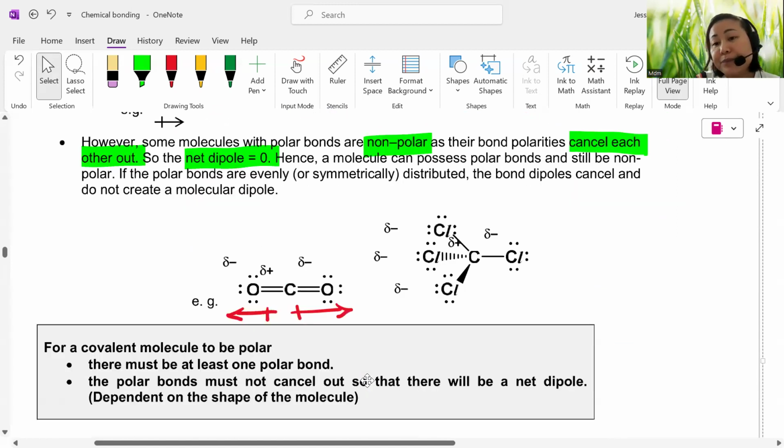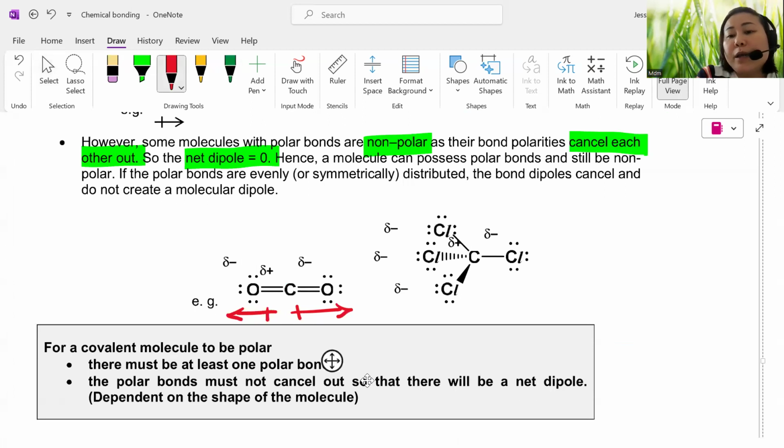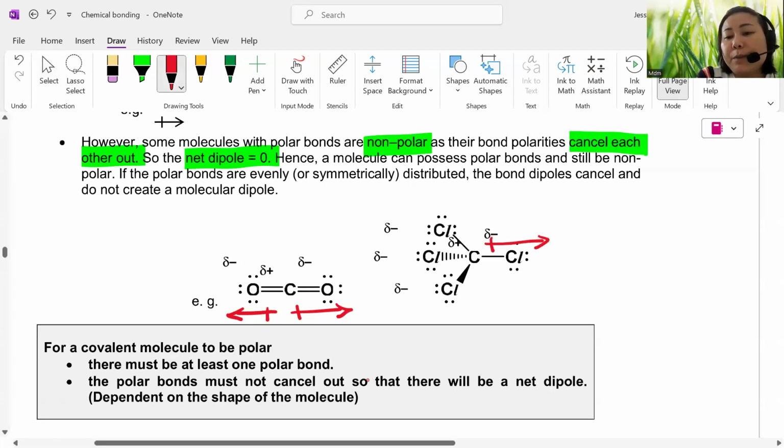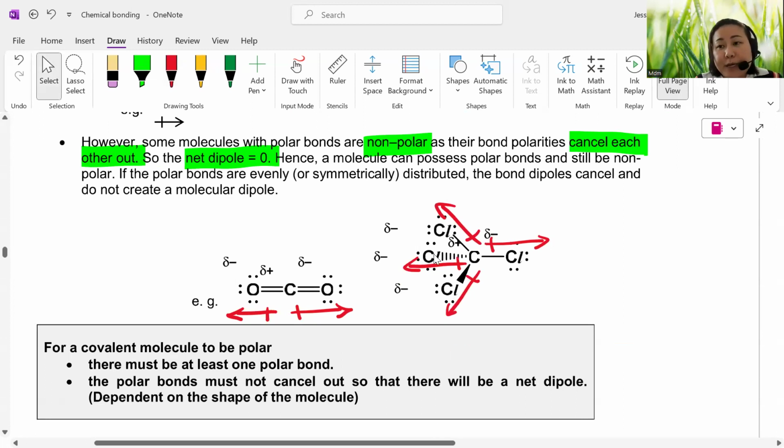Same for CCl4. So in the CCl4 case, if we draw in the dipole moments for all the bonds, you will find that since the bonds are all C-Cl, the magnitude will be the same for the vectors. But when we sum them up, you will find that they cancel each other nicely. So again, the C-Cl bond is polar, but when we sum up all the dipoles in the molecule, you will get a net dipole equal to 0. And so this molecule is non-polar.